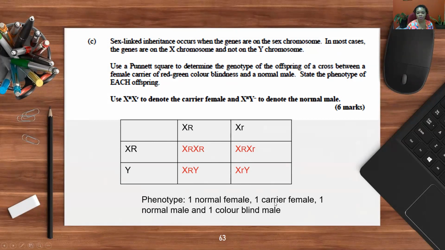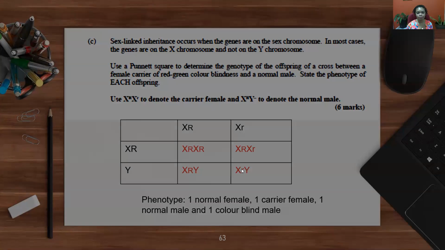Students will lose marks when they talk about 2 normal females. It's 1 normal and 1 carrier female, just like how the question tells you. They know the carrier female, so you put it right there. 1 normal male and 1 colorblind male.